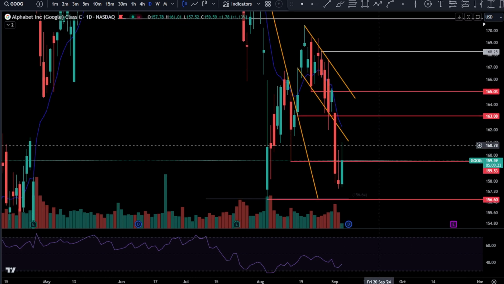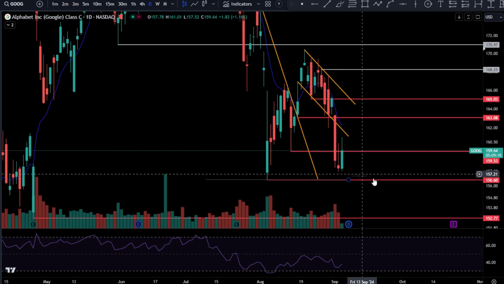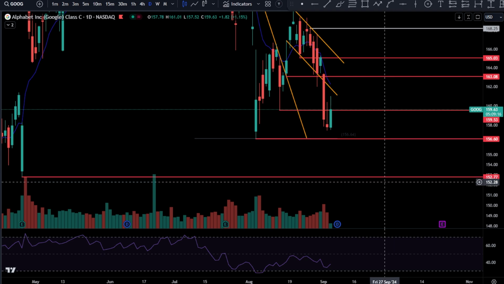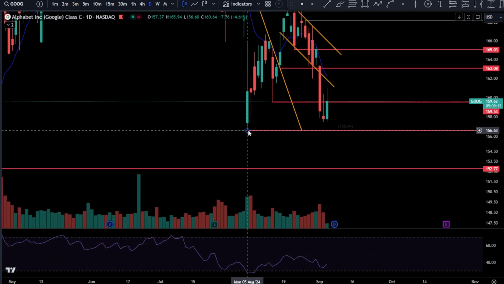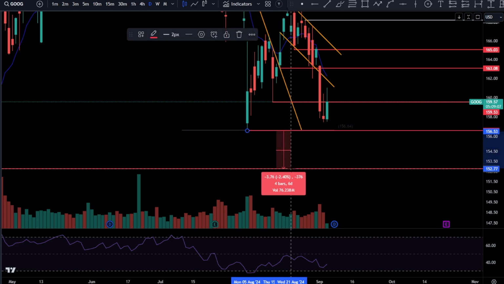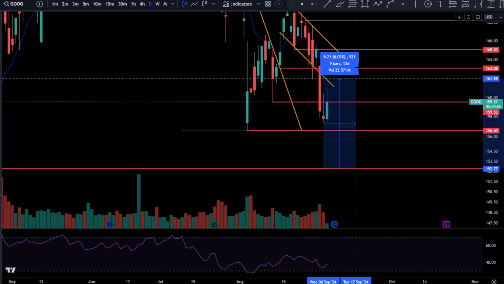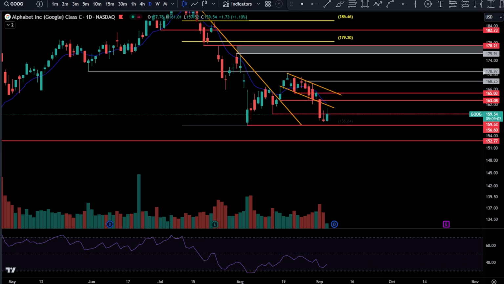That is your current resistance, and then 163.08 above there. And support 156.60, 152.77 under there. I'm not saying you get all the way down there, but underneath here, I'm looking for in between here and here, a major bottom I think is going to be put in for a move like that. All right, so that's Goog for you.